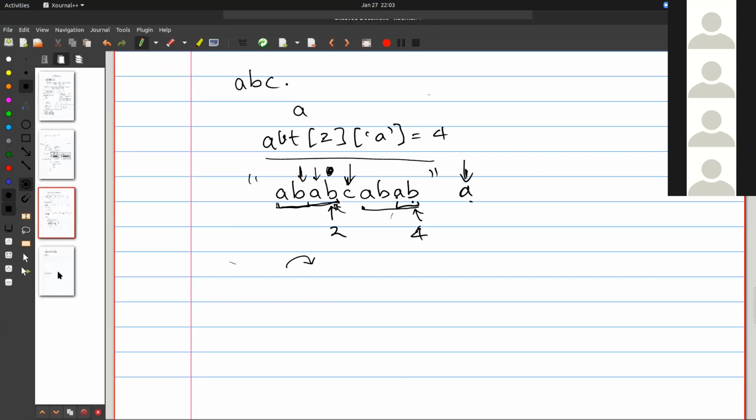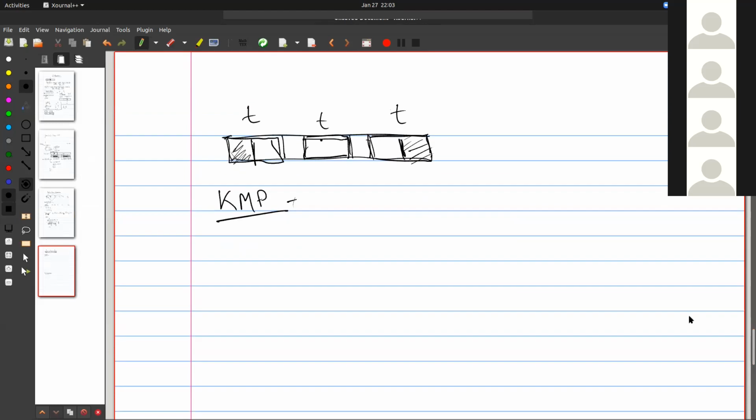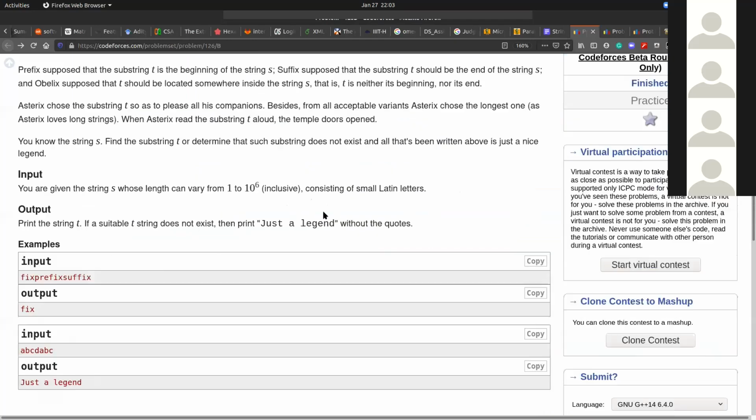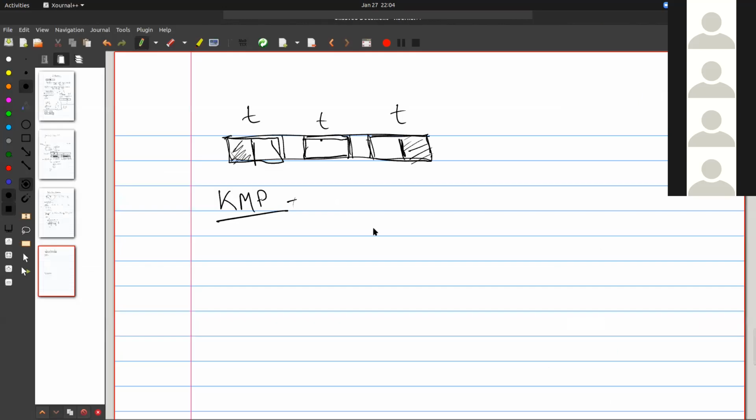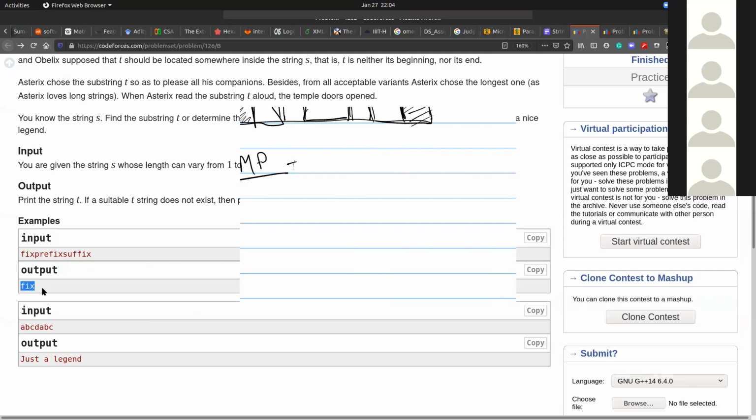Yeah, so basically, now I'll talk about the problem first. The problem says that I have to find the longest prefix that is also the suffix and that also occurs in the middle of the string. For example, in the first input, prefix, suffix, we can see that the largest prefix that is the suffix and occurs in the middle is fix. So this is what we want to print: the value of this string, or print that nothing like that exists. We will discuss how to do this using both KMP and Z algorithm.